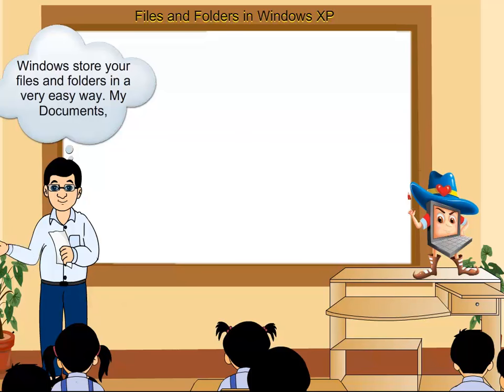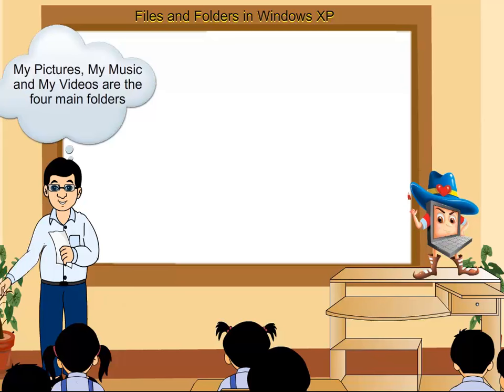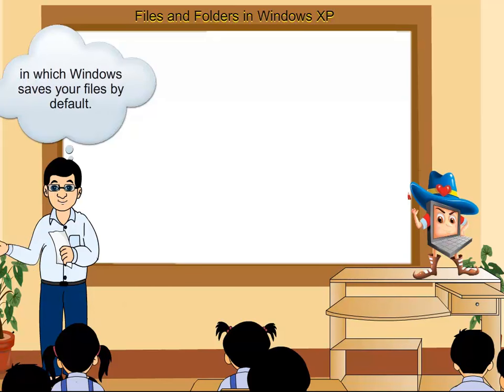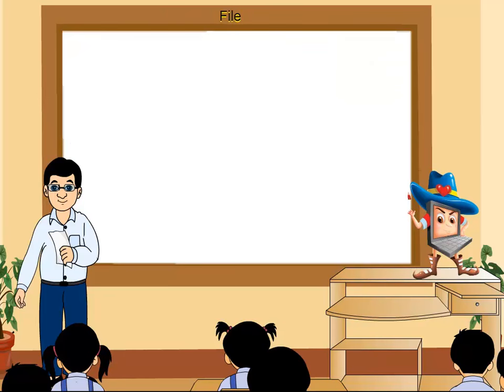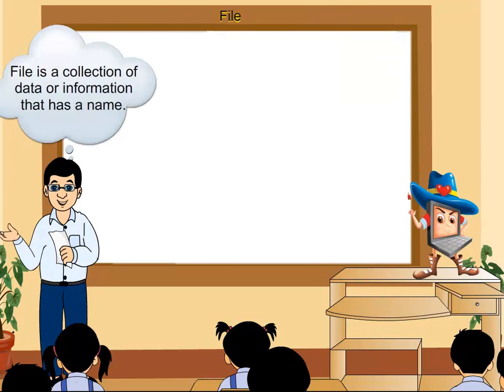Windows stores your files and folders in a very easy way. My Documents, My Pictures, My Music and My Videos are the 4 main folders in which Windows saves your files by default. File. A file is a collection of data or information that has a name.